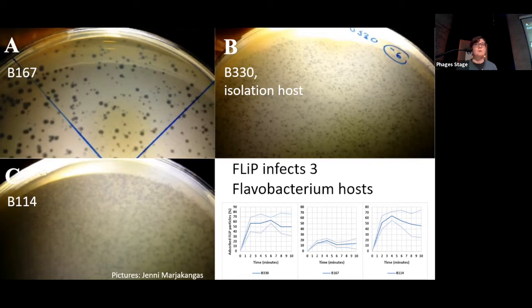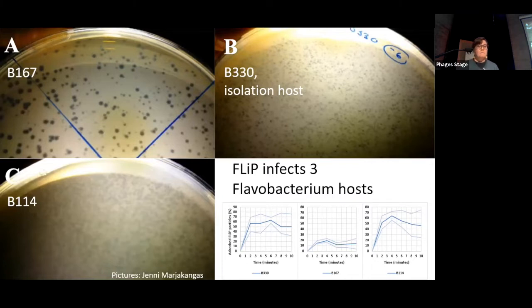And this gliding motility system in flavobacteria is expressed when it's attached on surfaces. So it might be that these bacteria need to be producing some sort of biofilm, or at least be adhered on some surface for the flip phage to be able to infect them.